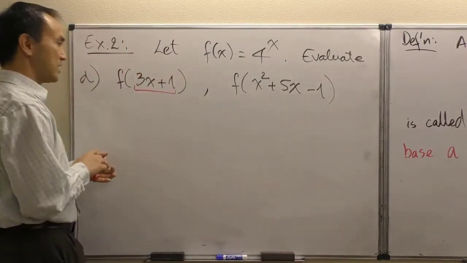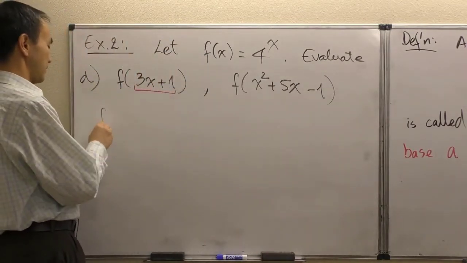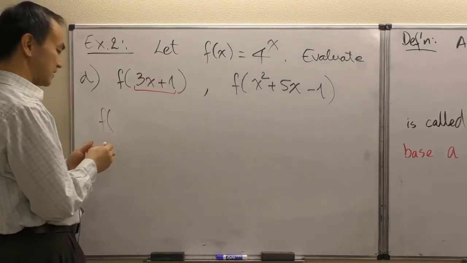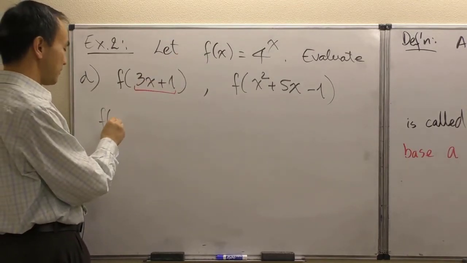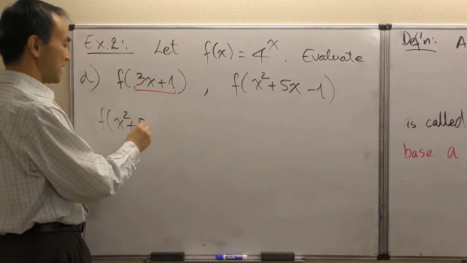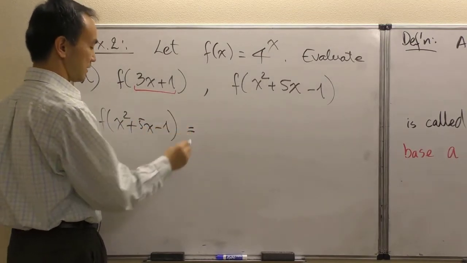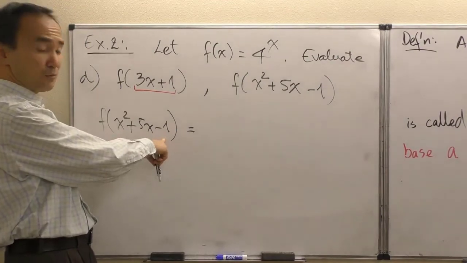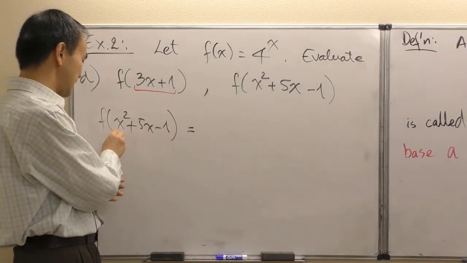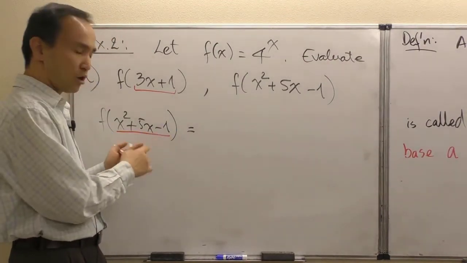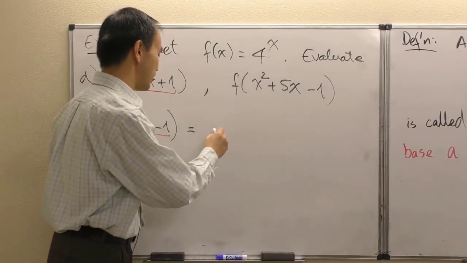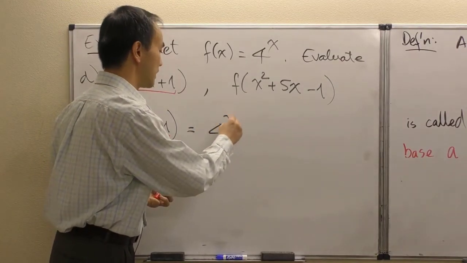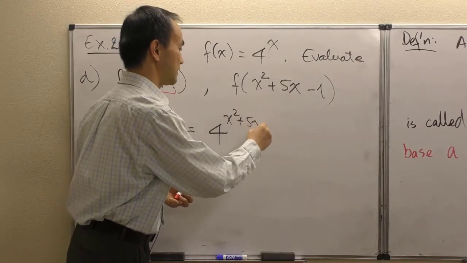All right, so now for this function 4 to the x as an exponential function, if we go f of x squared plus 5x minus 1 here. Now in our experience, we can easily and simply take that entire expression that I underlined here, take the whole thing, and substitute that into our function. So now it becomes 4 to the x squared plus 5x minus 1.